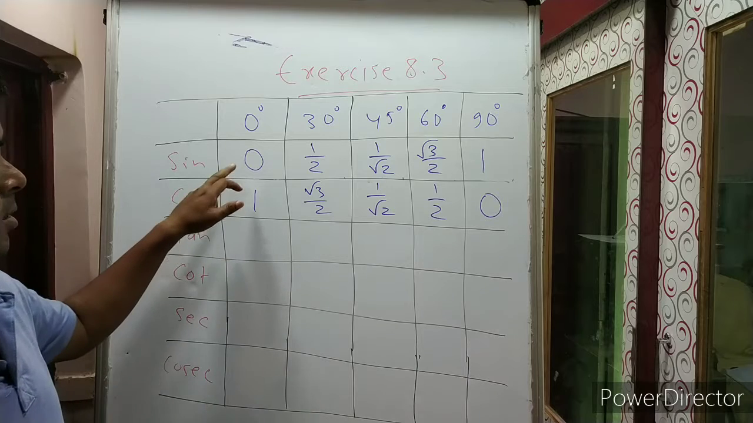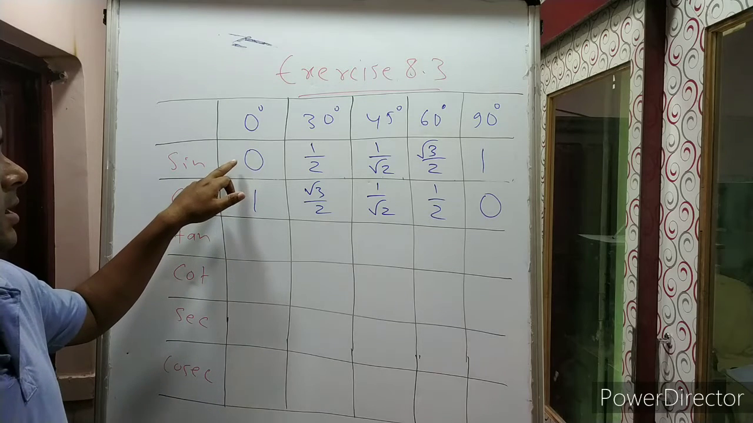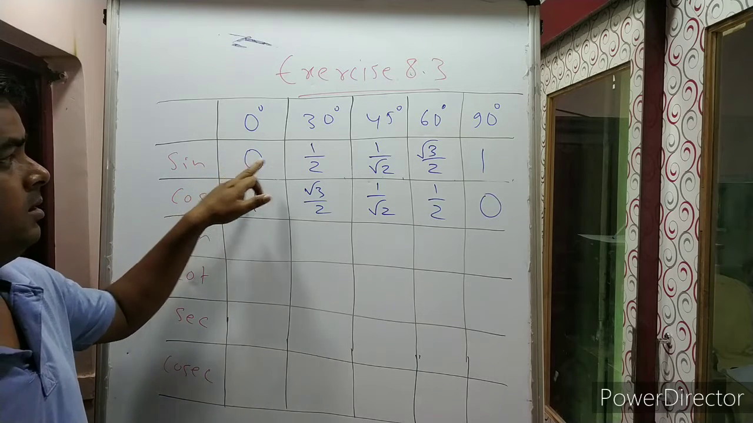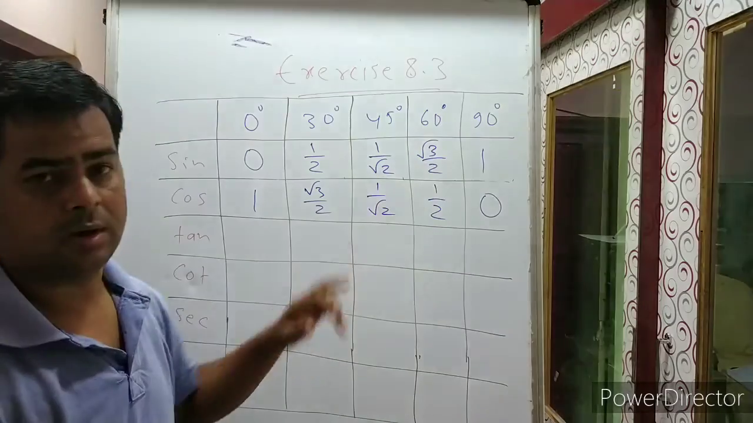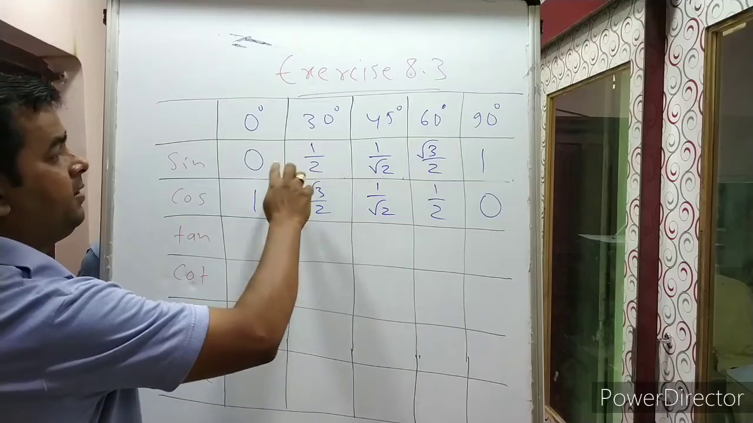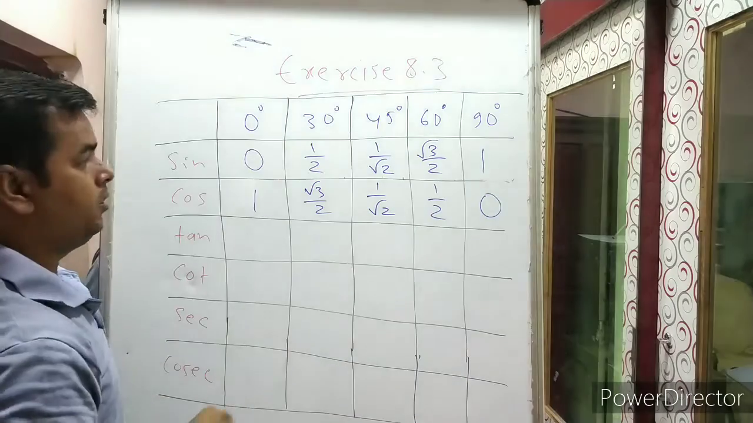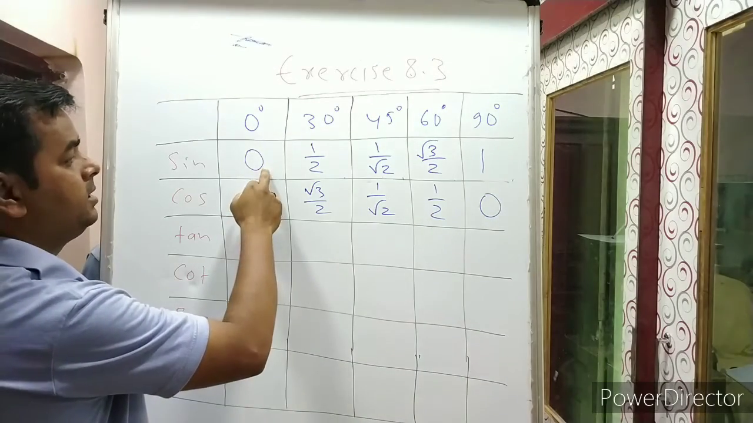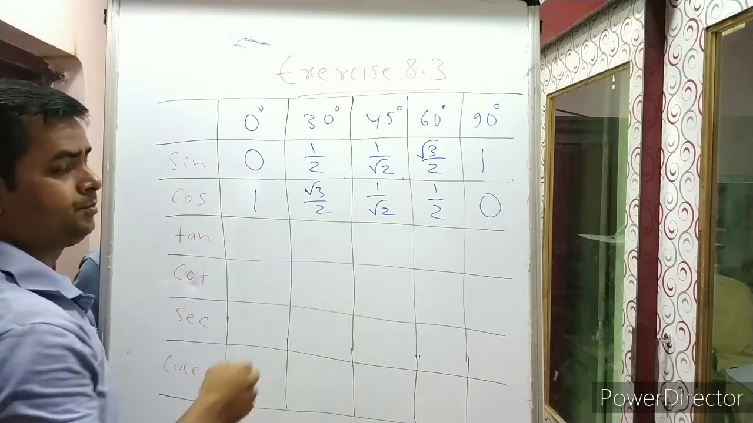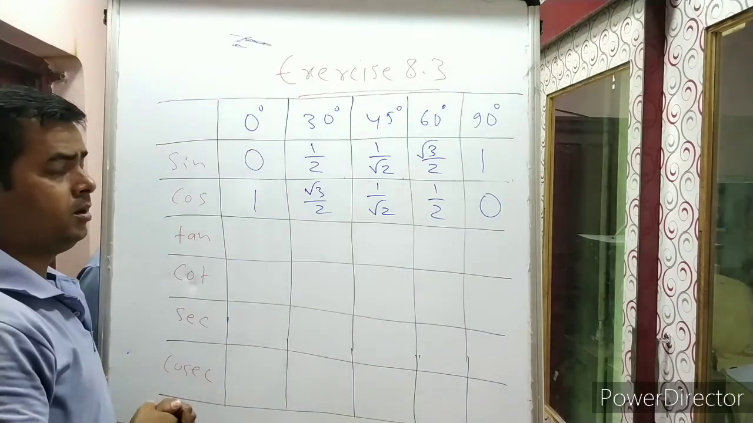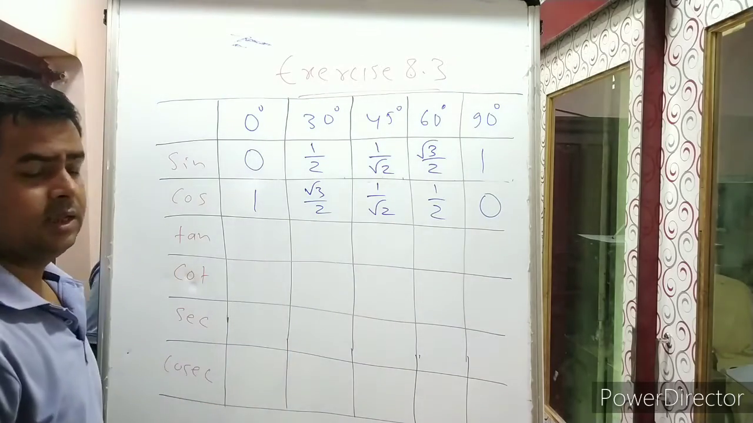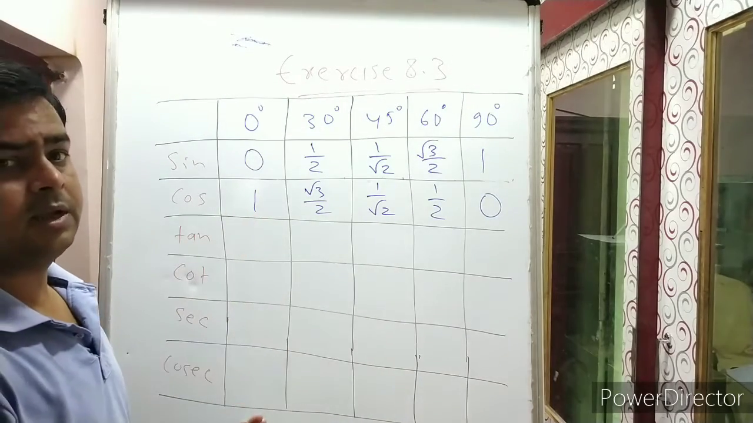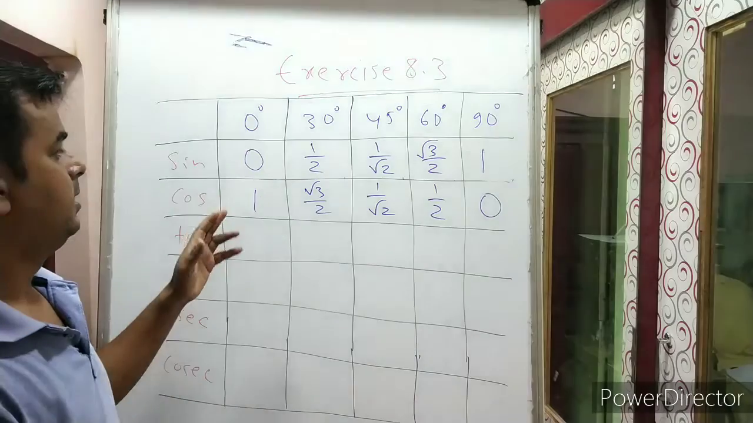I am just repeating the process once again. First you need to write 0, then 1, 2, 3, 4. Then divide all this by 4. And here it will be 0, here 1 upon 4, like this. And then after that, you need to take the square root.